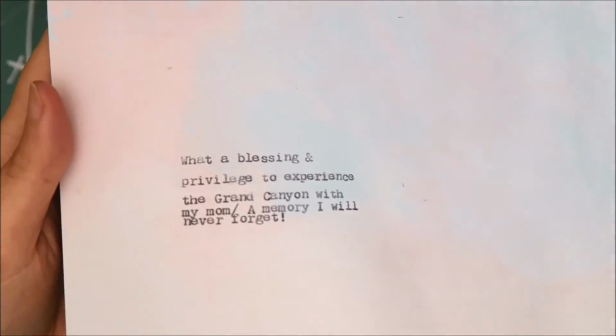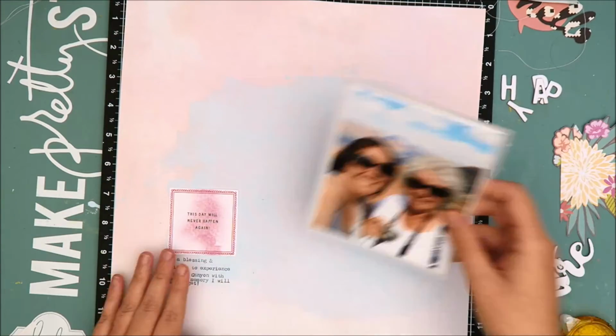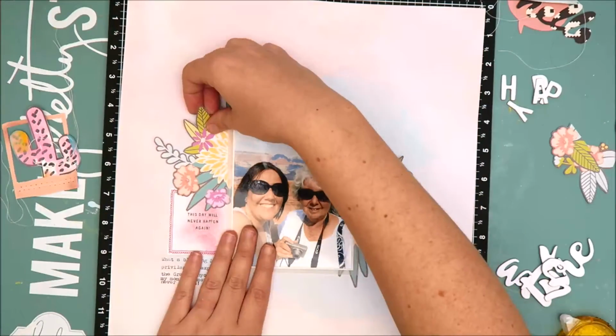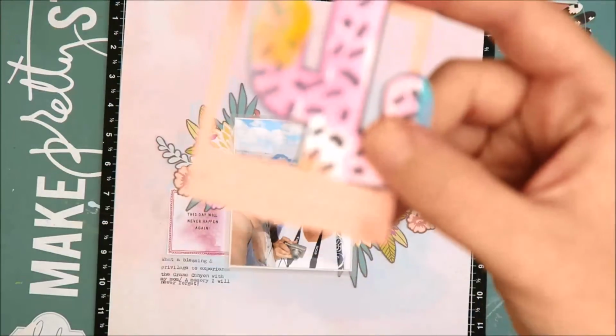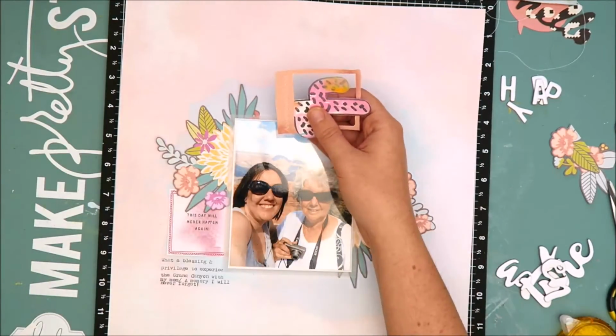Off camera, I added my journaling to the layout. I had recently purchased a We Are Memory Keepers typecast typewriter. I love being able to type the journaling directly onto a 12 by 12 layout. I'm still practicing a little bit with it, trying to get the spacing just the way that I like, but I really, really like it. I'm very happy that I made the investment. It works really, really well.